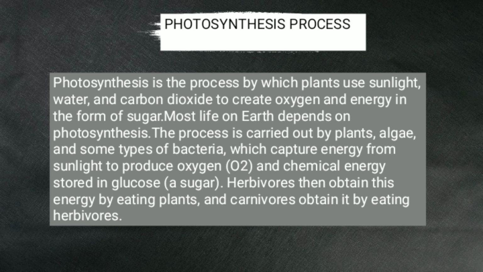Herbivores then obtain this energy by eating plants, and carnivores obtain it by eating herbivores. So during photosynthesis, plants take in carbon dioxide and water from the air and soil. Within the plant cell, the water is oxidized, meaning it loses electrons, while the carbon dioxide is reduced, meaning it gains electrons. This transforms the water into oxygen and the carbon dioxide into glucose. The plant then releases the oxygen back into the air and stores energy within the glucose molecules.